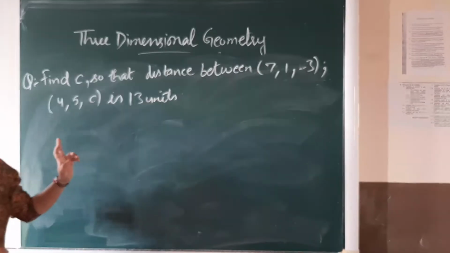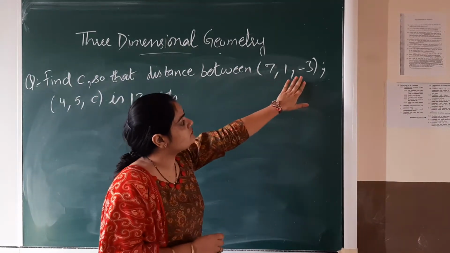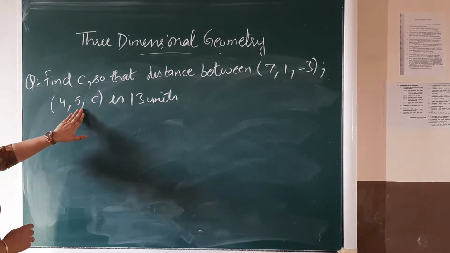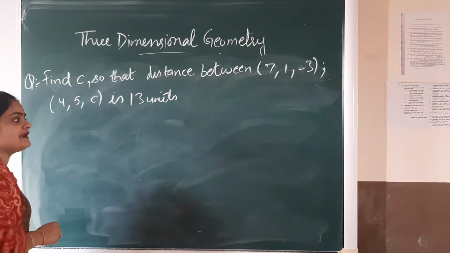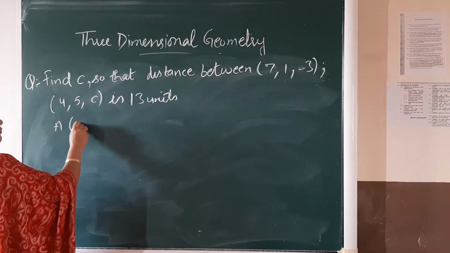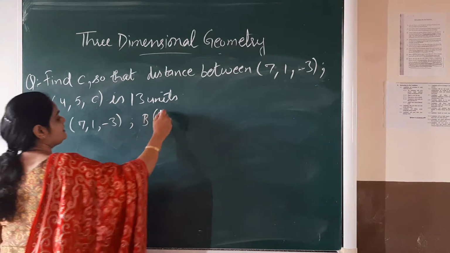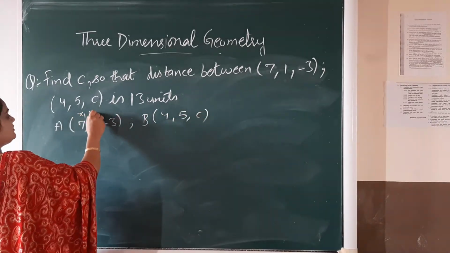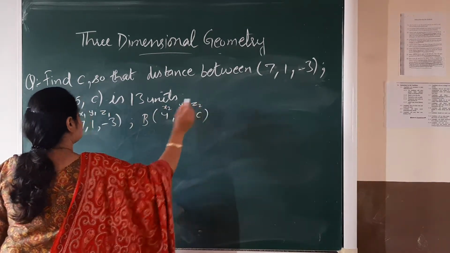C is the unknown term. Well, this point has x coordinate 7, y coordinate 1 and z coordinate -3. And here x coordinate is 4, y coordinate is 5 and z coordinate is C, which is the unknown term. We need to calculate it. Now, this is your A point, (7, 1, -3). D point is (4, 5, C). So this is your x1, y1, z1, x2, y2, z2.